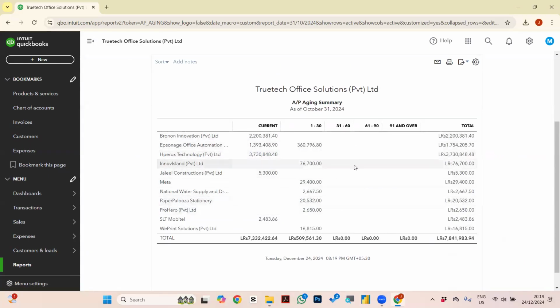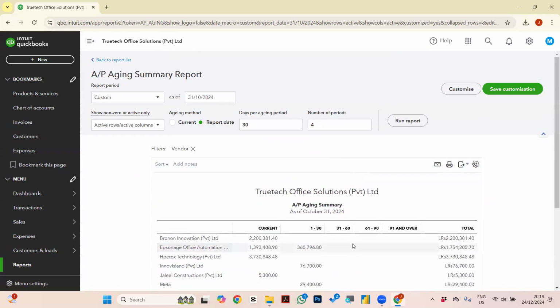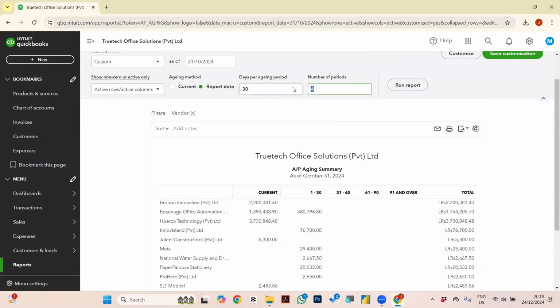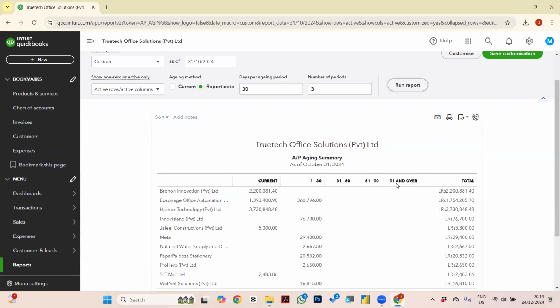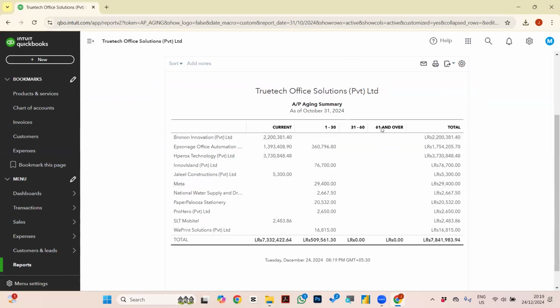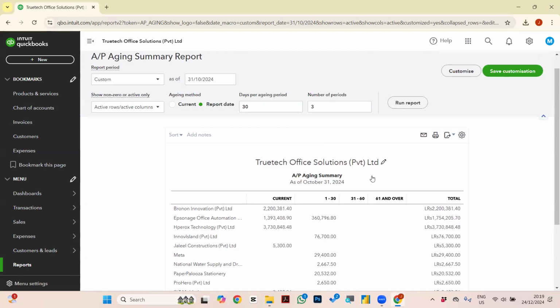It's very easy. Now you see a number of periods. If you put 3, you see here we have 1, 2, 3, 4. Sorry, 1, 2, 3, 4 separations. If you put 3 and run, you won't be able to see this 91 and over. It becomes 61 and over. Depending on the company, if you don't have too many separations, you always pay on time. So you can do this one in this way. Yeah, you can change the number of periods.